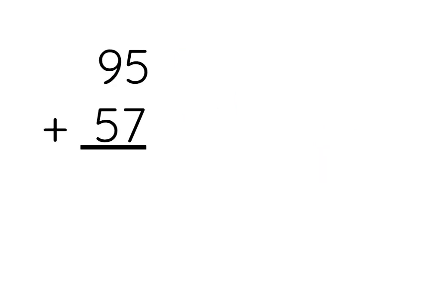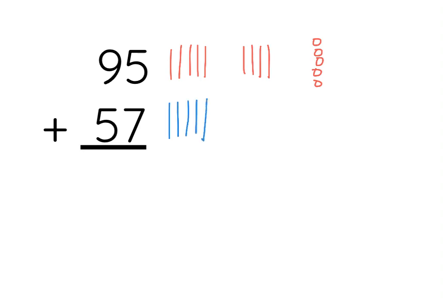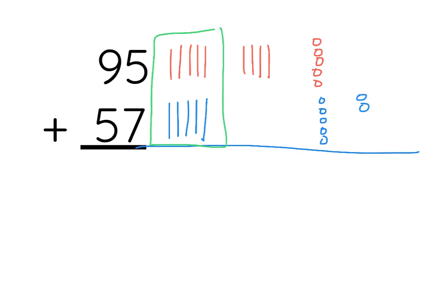Okay, last one. 10, 20, 30, 40, 50, 60, 70, 80, 90. 1, 2, 3, 4, 5. 10, 20, 30, 40, 50. Leave a big space because we want to come clear over to our ones. Okay, do you see all the good stuff? There's your 100. There's your 10.